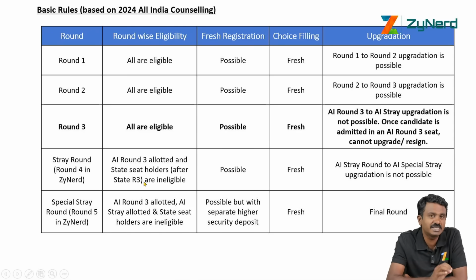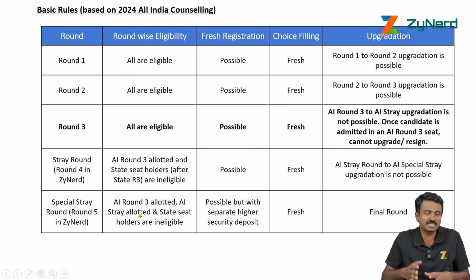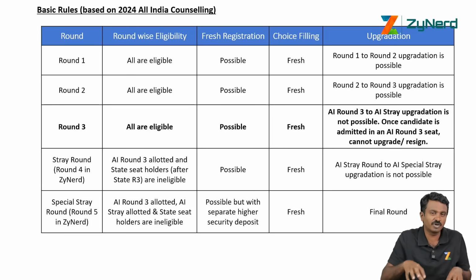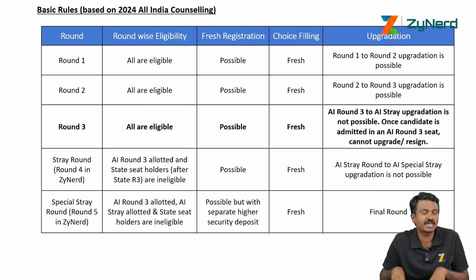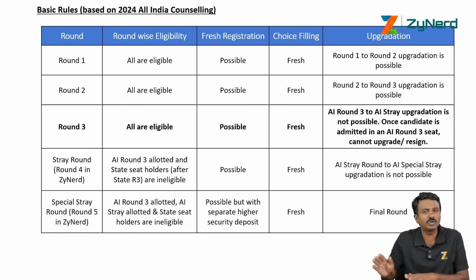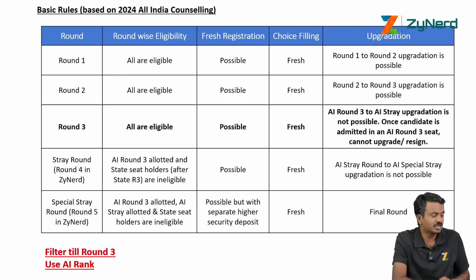Last year MCC had a rule saying All India round 3 and All India round 4, which is a stray round. Stray round is round 4 in our portal, and special stray round is round 5. If you are allotted and you did not join, you are ineligible for the next year. So be aware of that.